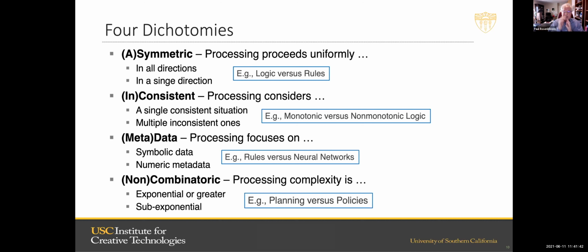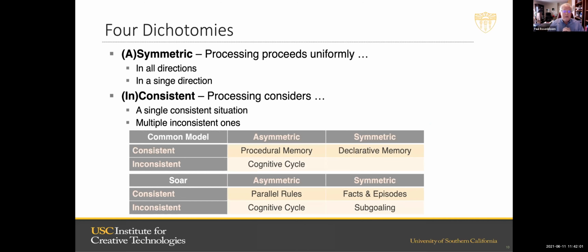And the last one is non-combinatoric, whether processing complexity is exponential or greater versus sub-exponential. So here you have planning, which is clearly exponential in the general case, versus policies, which try to, in fact, have constant time processing. Now, these didn't just come out of thin air. So the first 2 actually came out of an earlier analysis that was looking at the structure of common model like cognitive architectures, plus a few other things.